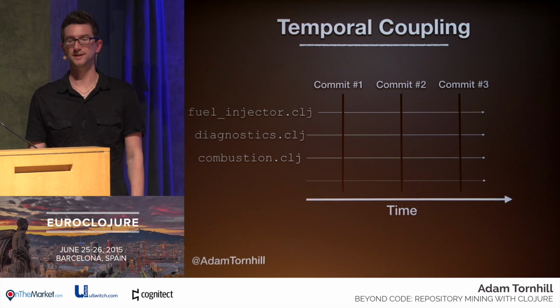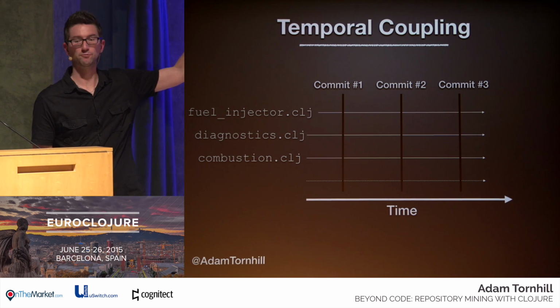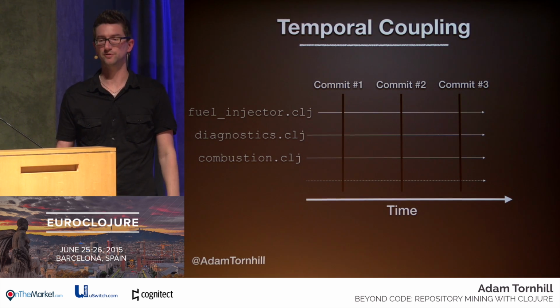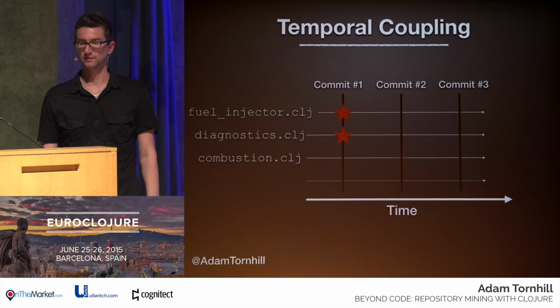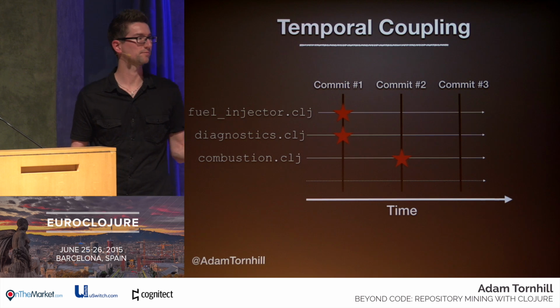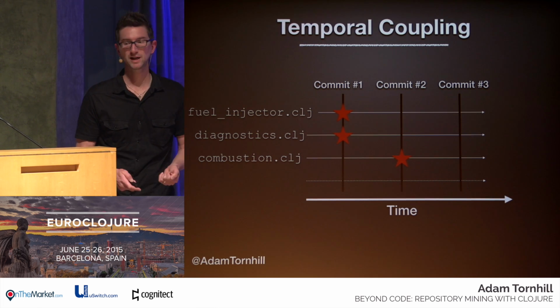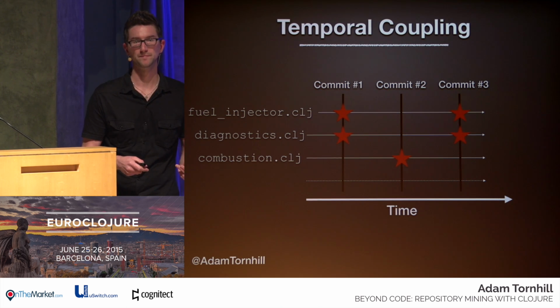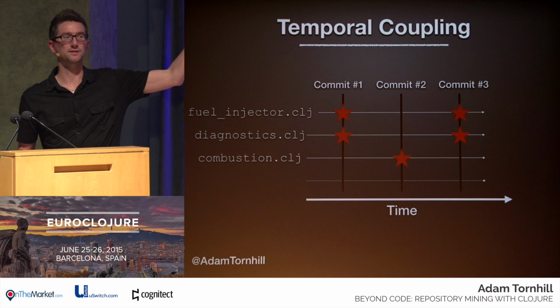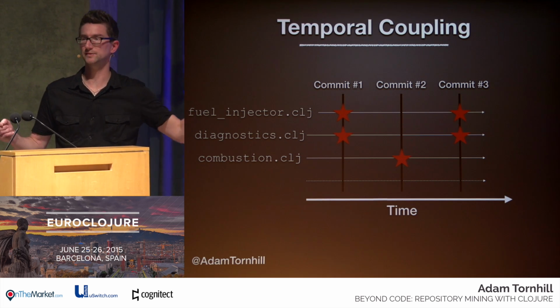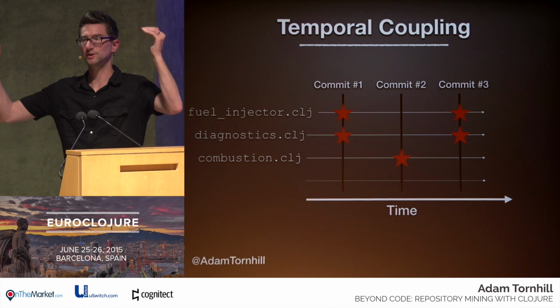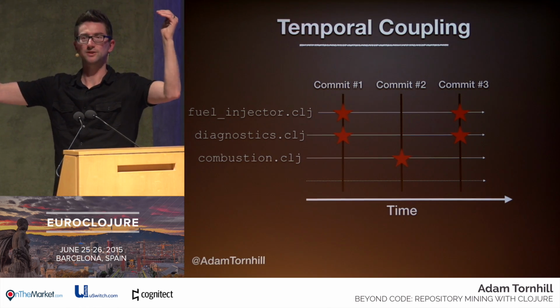Temporal Coupling works like this. This is a simple system here. We just have 3 different modules. And in the first commit that we do, we change the fuel injector and the diagnostics module together. In the second commit, we're changing something else. In the third commit, we're back to changing the fuel injector and diagnostics module together again. Now, if this is a trend that continues, there has to be some kind of relationship between the fuel injector and diagnostics module, because they are changing together. What kind of relationship could that be?